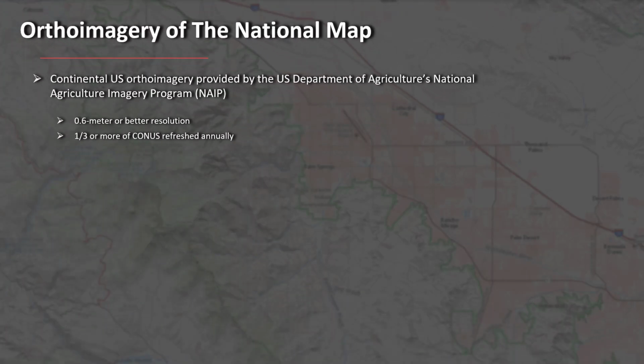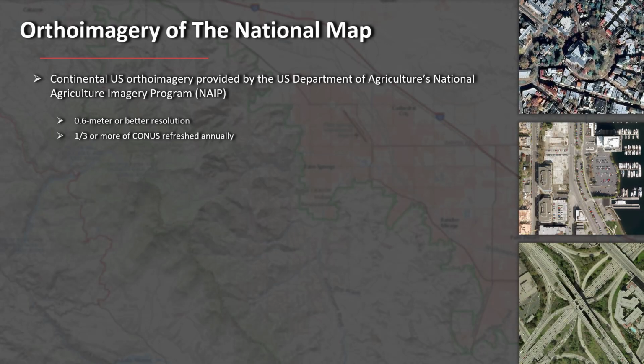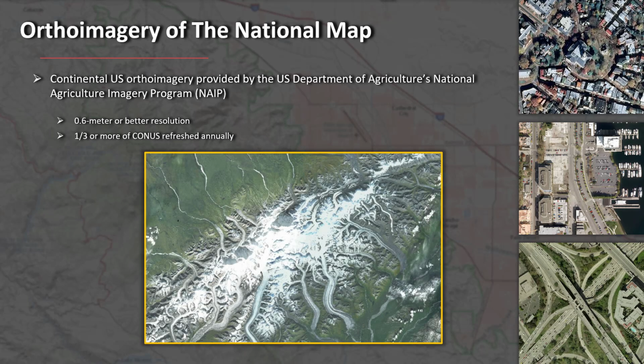Orthoimagery of the continental United States comes from the U.S. Department of Agriculture's National Agriculture Imagery Program, or NAIP, and has a 0.6 meter resolution. NAIP imagery is refreshed at least every 3 years, with 1/3 or more of the continental U.S. flown each year. Orthoimagery for Alaska, Hawaii, as well as Puerto Rico and the U.S. Virgin Islands is provided through partnerships between the USGS, other government agencies, and the private sector. Resolution for these areas is currently 10 meters or better and is likely to improve in the coming years. However, the data may be subject to longer refresh cycles.